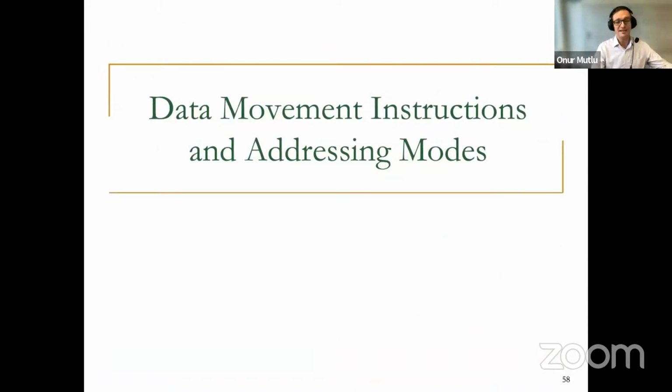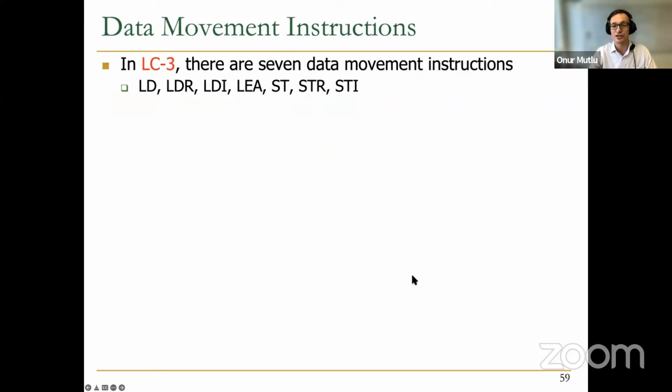Okay, so that finishes the operate instructions. There are clearly many more operate instructions that we discussed, but they're essentially the same. It's all encoding, semantics, how they operate, and different trade-offs. Let's now move into data movement instructions and addressing modes, because this is going to be something new that we didn't discuss a whole lot. Well, we discussed some of the addressing modes, but we're going to go into a little bit more depth.